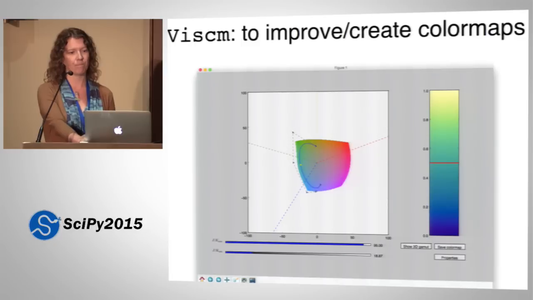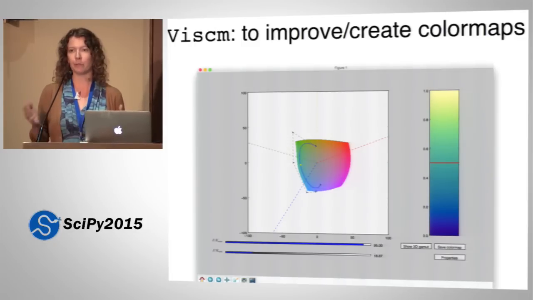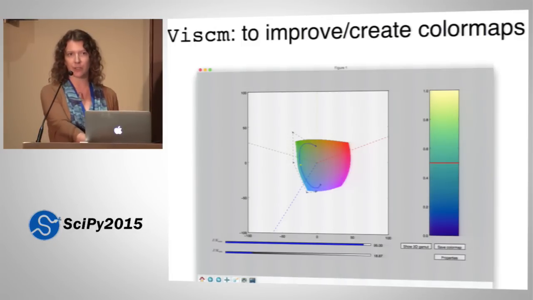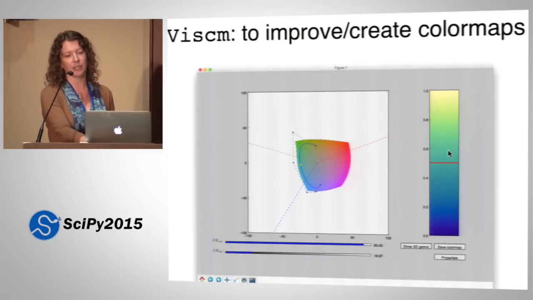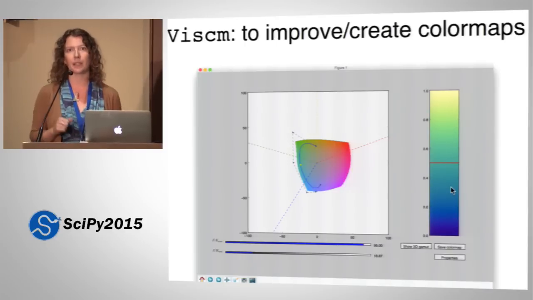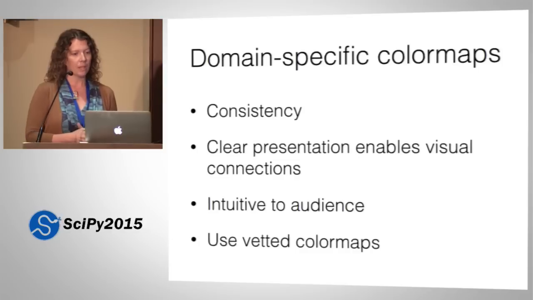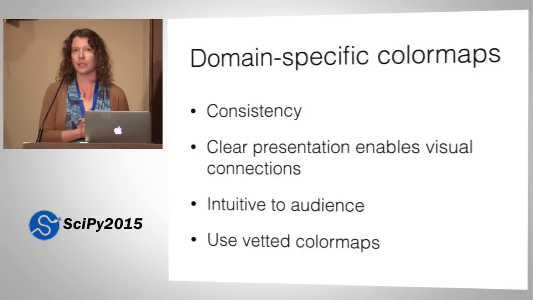Colorblind, okay. So this is what the tool looks like. This is just a snapshot if you go and fiddle yourself, which once you get started is really easy to do, and you kind of pull these around and look at different cross sections in color space to make a color map of your own. So moving forward into domain-specific color maps.